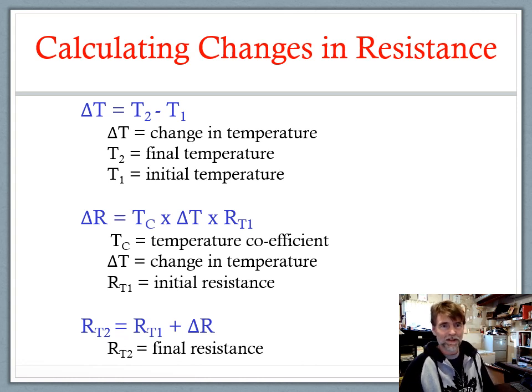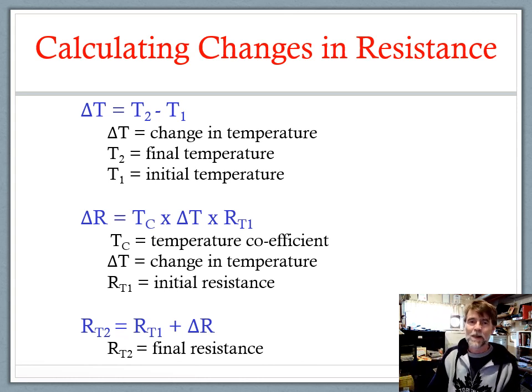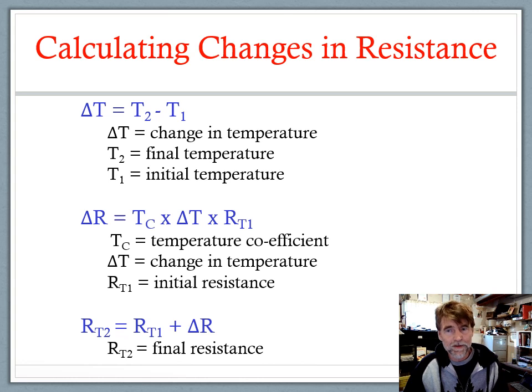Okay, so delta T represents the change in temperature. We calculate delta T by taking T2, which is the final temperature, and subtracting that from T1, which was the initial temperature. Now it's important that we do it in this order to get our positive and negative signs correct so that we can figure out whether the temperature is going up or down, because ultimately that's going to decide whether the resistance goes up or goes down.